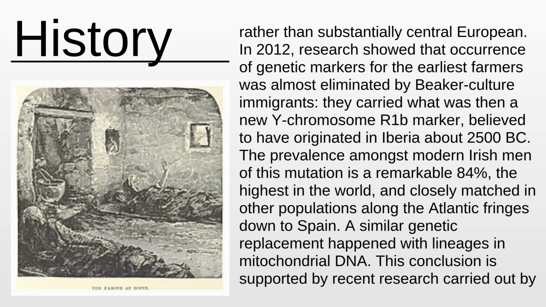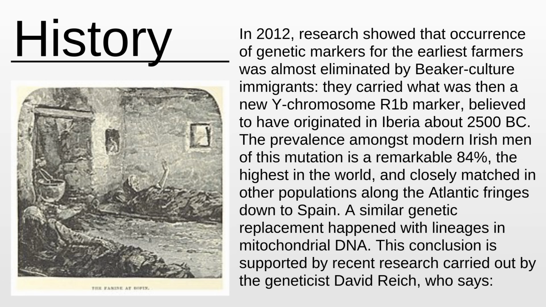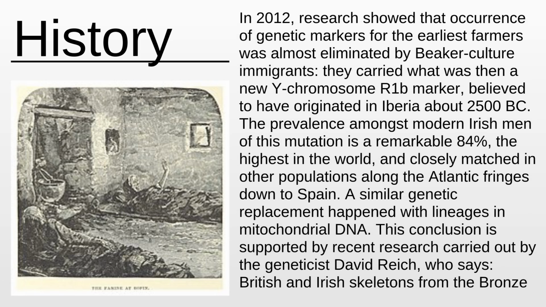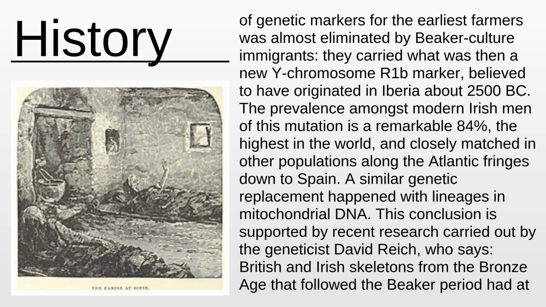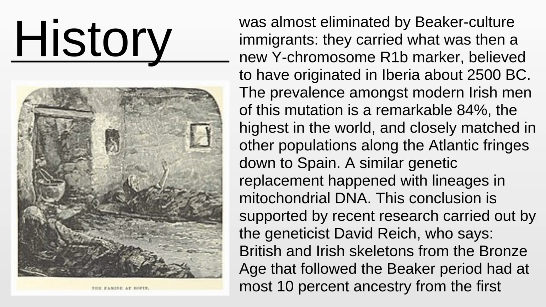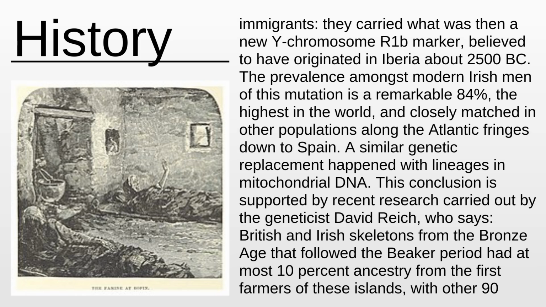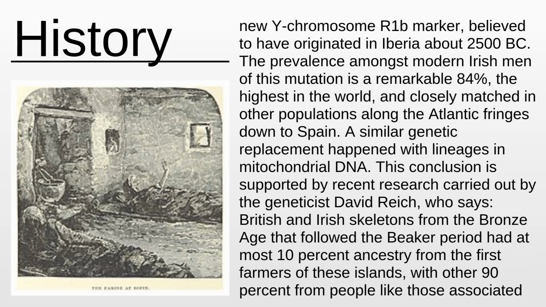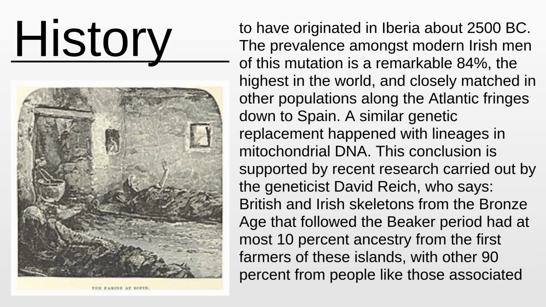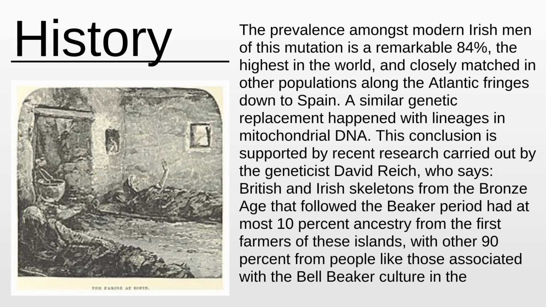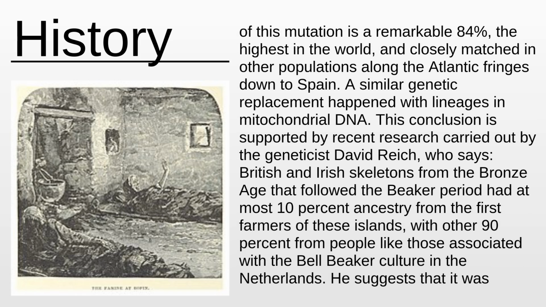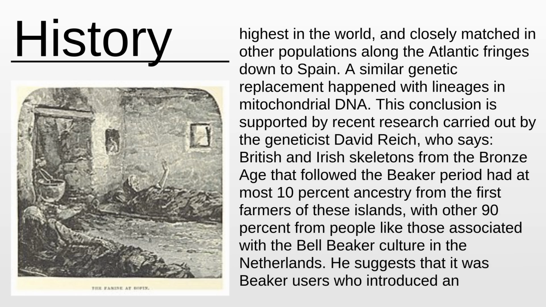In 2012, research showed that occurrence of genetic markers for the earliest farmers was almost eliminated by Beaker culture immigrants. They carried what was then a new Y chromosome R1b marker, believed to have originated in Iberia about 2500 BC. The prevalence amongst modern Irishmen of this mutation is a remarkable 84%, the highest in the world, and closely matched in other populations along the Atlantic fringes down to Spain. A similar genetic replacement happened with lineages in mitochondrial DNA.